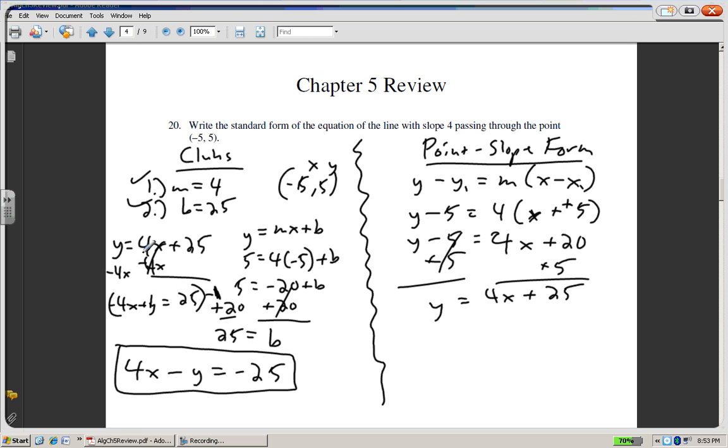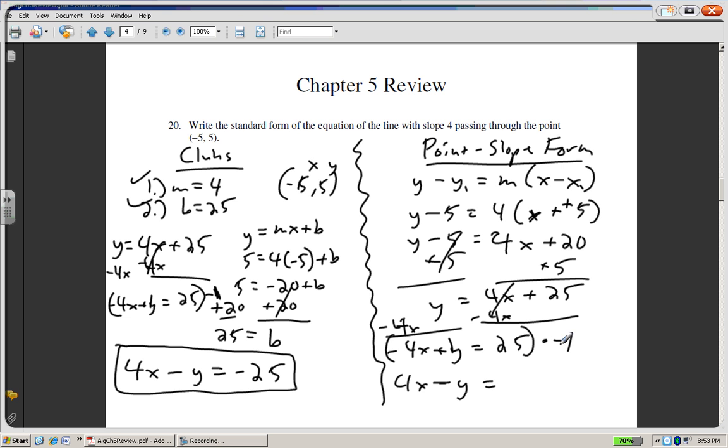You notice we're at the same point that we were here. Now we just continue. Subtract 4x from both sides. And now I multiply everything by negative 1. Negative 4x times negative 1, positive 4x. 1y times negative 1 is negative 1y, or just minus y. And positive 25 times negative 1 is negative 25.